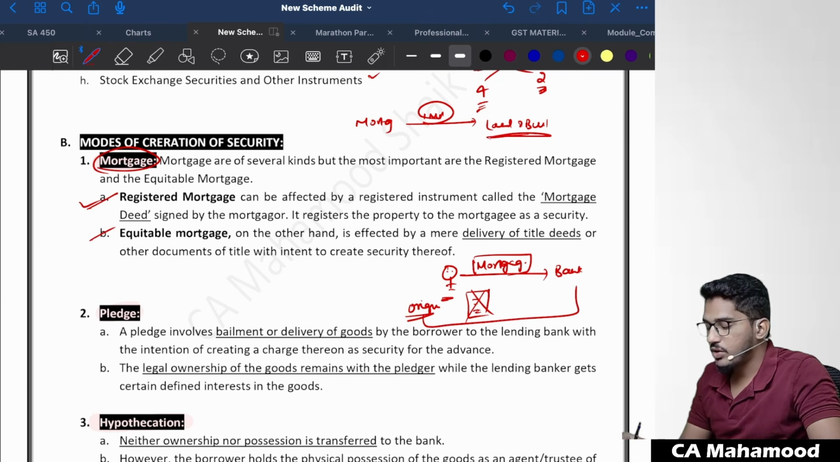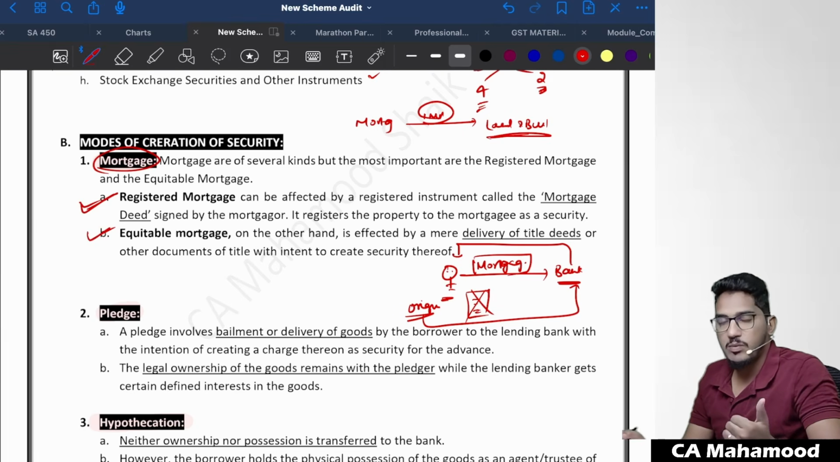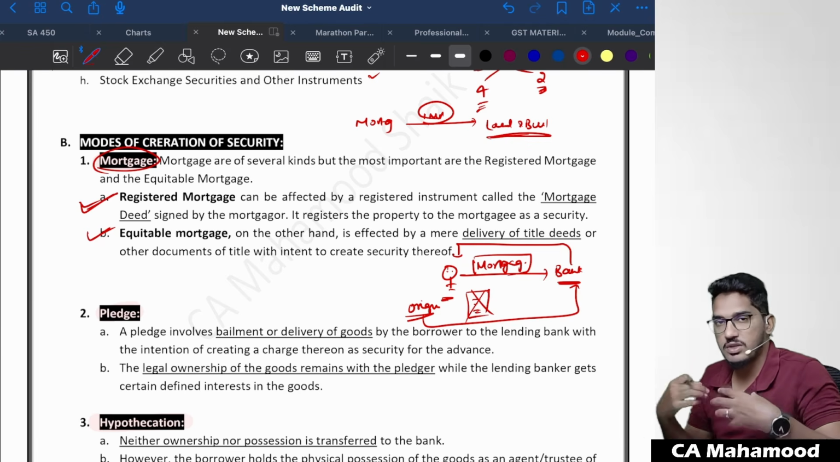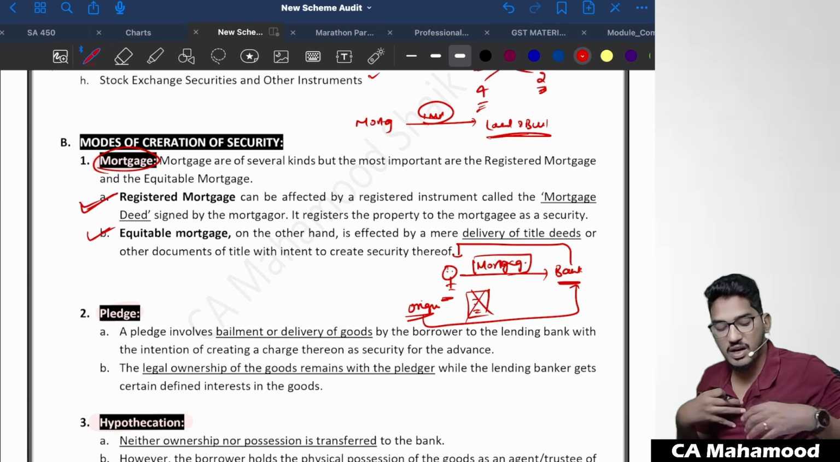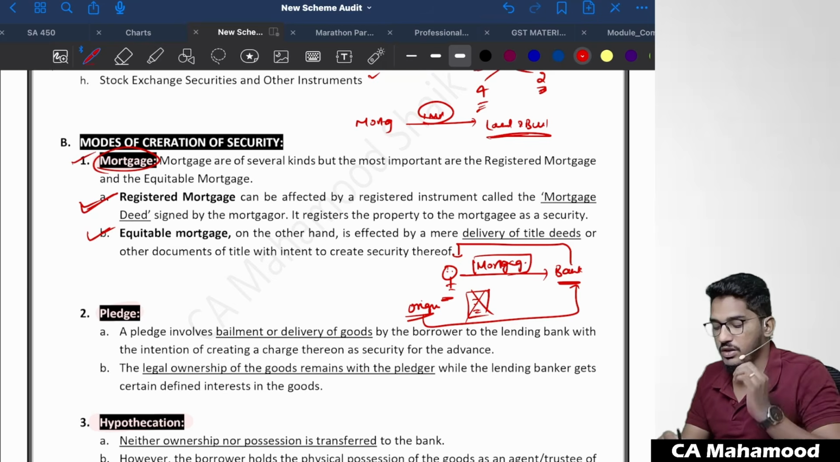No, those original documents I will keep with the banker, and the banker will give me back my original properties when I repay the loan. So these are the two popular modes of creation of mortgage. Number one, registered mortgage, where I will enter into a mortgage deed, whereas we also have equitable mortgage. In that case, we don't have any deed or anything. The original documents which I am supposed to have, I will go and keep with the banker, and the banker will give back those original documents to me once I repay the loan. This I call mortgage.